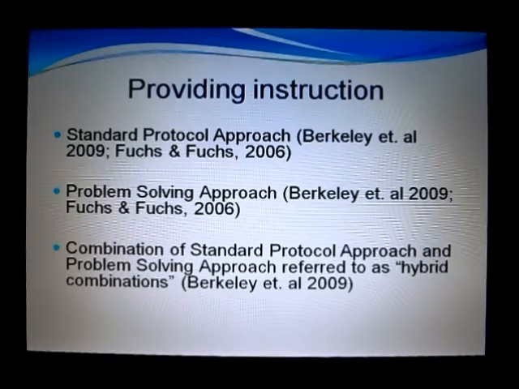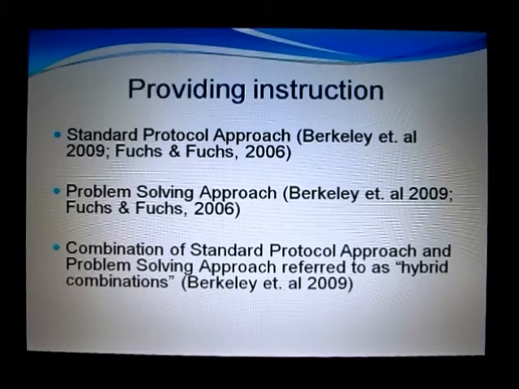The standard protocol approach is basically that you group students together that have similar difficulties, and they're given a research-based intervention that has been standardized and proven effective for students with similar difficulties, and you give it to them for a predetermined amount of time.